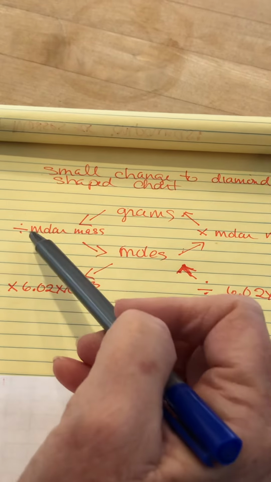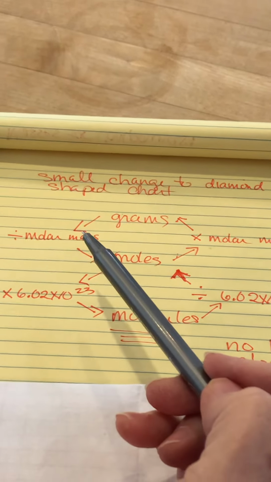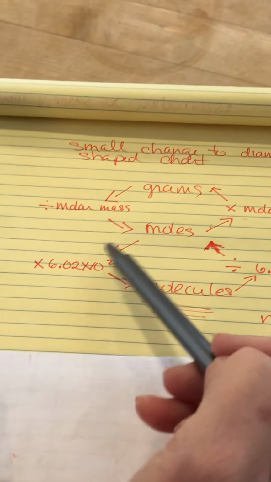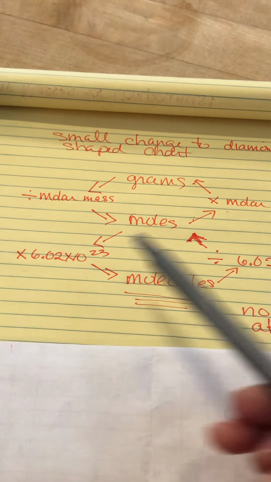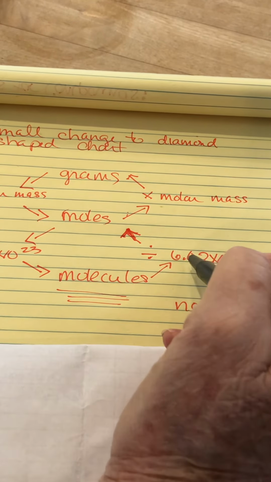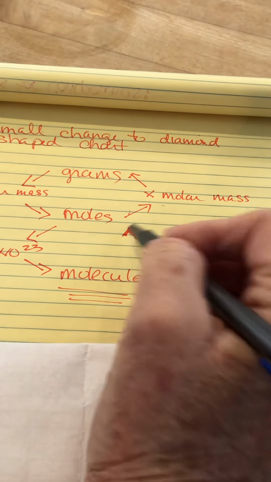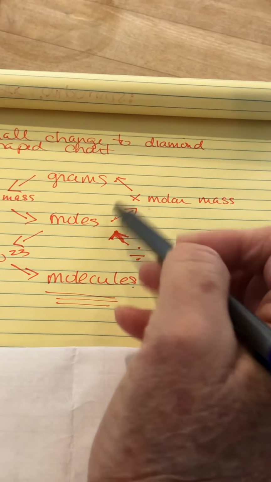Grams to moles, you divide by the molar mass, or the atomic mass, but now we're working with molar masses. Moles to molecules, you multiply by Avogadro's number. Going the other way around, we divide by Avogadro's number going from molecules to moles, and we'd multiply by the molar mass going from moles to grams.